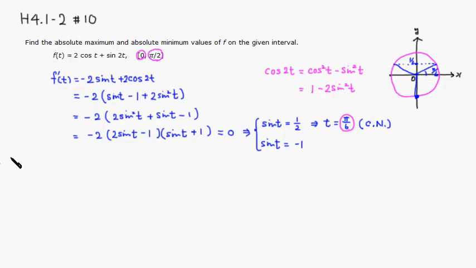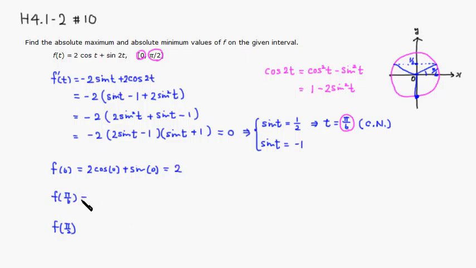So let's compute f of 0, f of pi over 6, and also f of pi over 2. If you plug in 0, it's 2 times cosine of 0 plus sine of 2 times 0, which is 0. Sine of 0 is 0, cosine of 0 is 1, so it's 2.